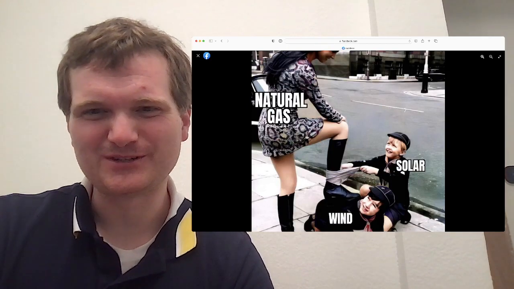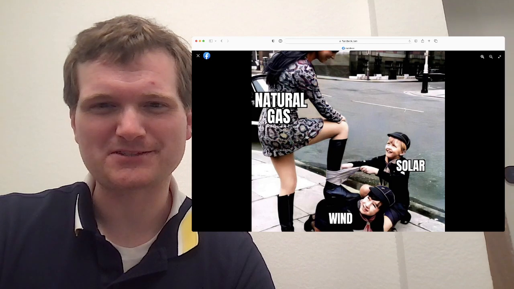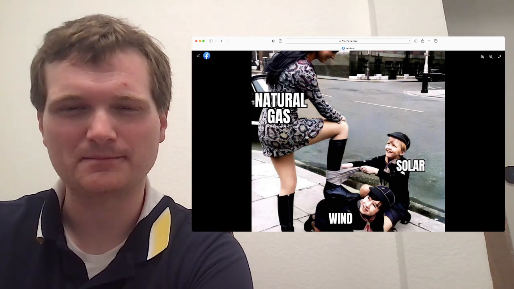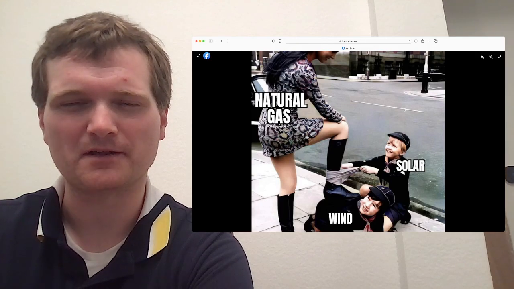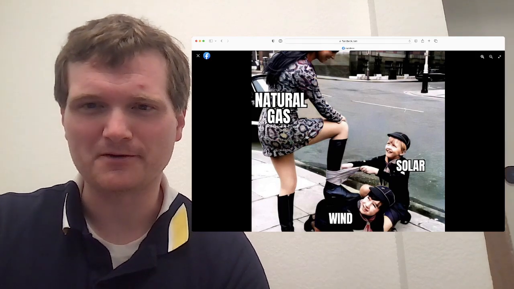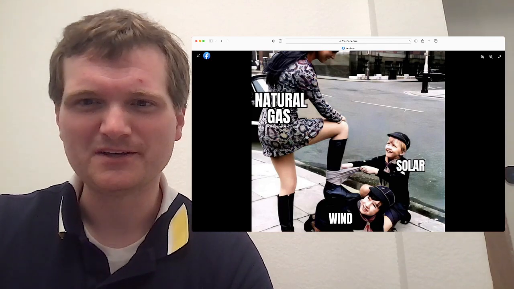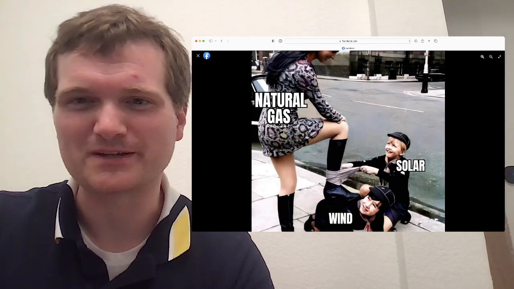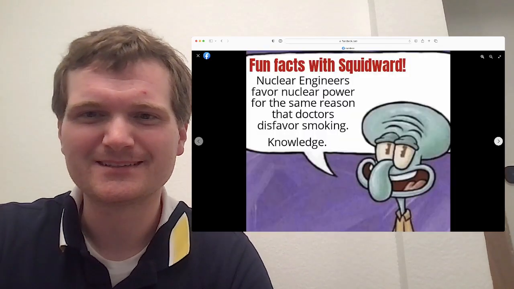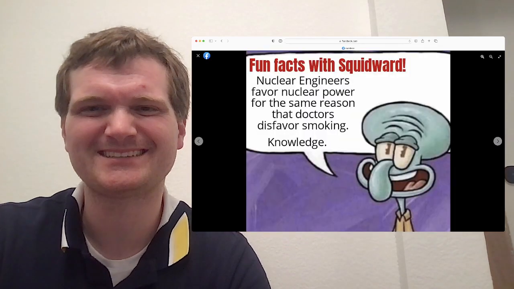Wow. Wind and solar taking care of natural gas. That's probably a reference to companies such as NextEra that have a lot of natural gas plants as their backbone, and wind and solar as green window dressing. So that's a pretty good one.